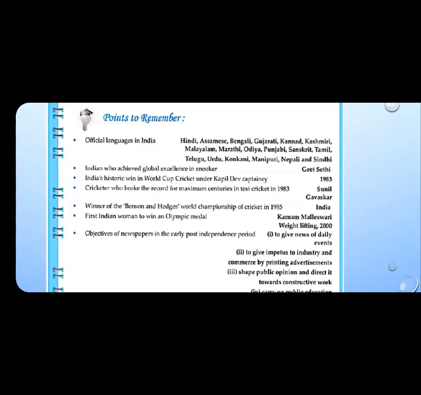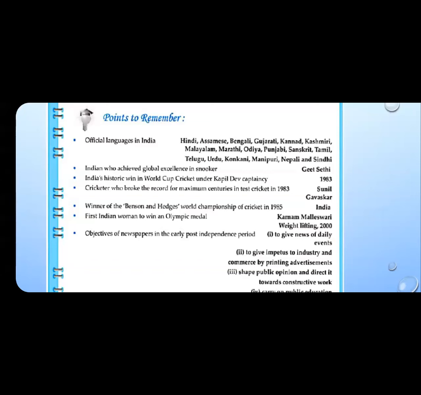Then another point you need to remember is the cricketer who broke the record for maximum centuries in Test cricket in 1983. The name of the cricketer is Sunil Gavaskar. The winner of the Benson and Hedges World Championship of Cricket in India in 1985: which country won? It is India, which won the Benson and Hedges World Championship in 1985.